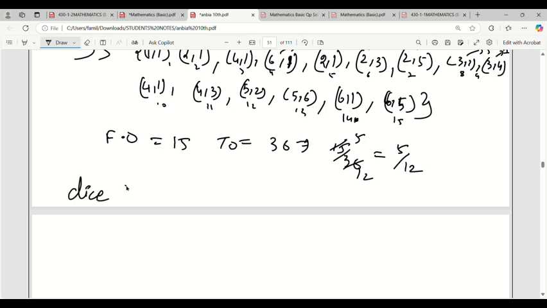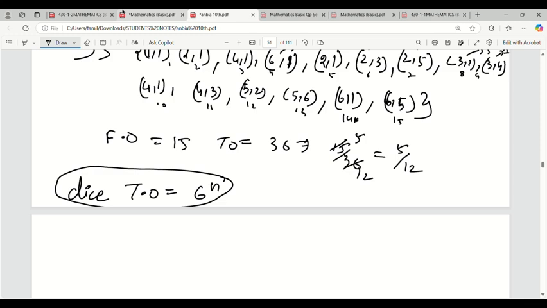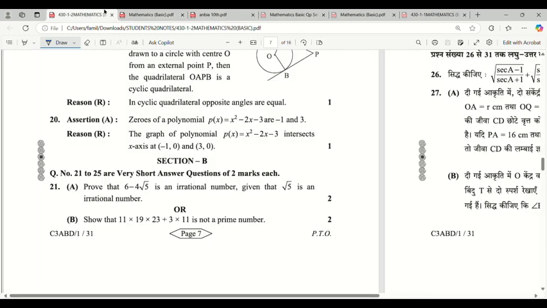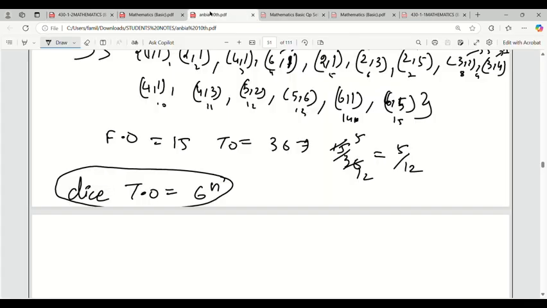Okay, the total outcomes here will be 36. How will we get the total outcomes? Total outcomes for a die, okay, for dice total outcomes is nothing but 6 to the power of the number of dice, and we have it for a coin like that only. Okay, so that's all for this class now.